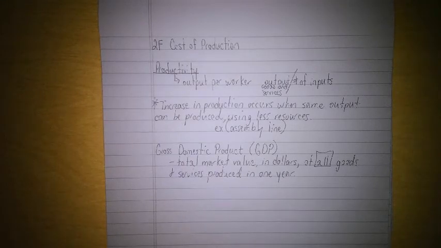Now, how long of a period do they judge this on? Every how long? A couple months, 6 months, what? Every year. You need to jot that down. It's the total market value in dollars of all goods and services produced in 1 year. Okay?